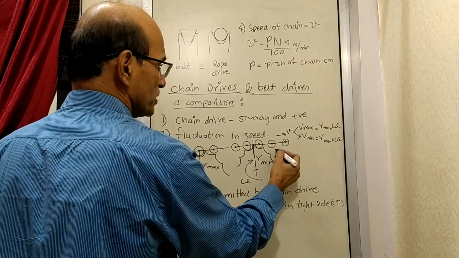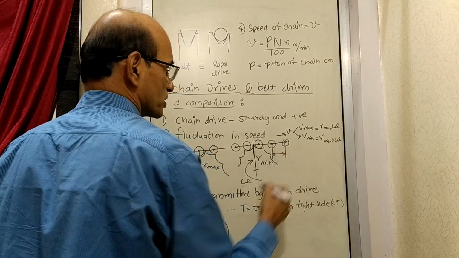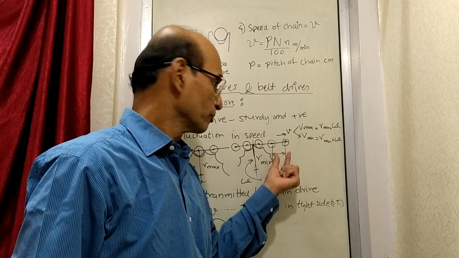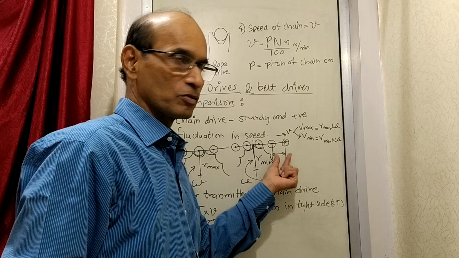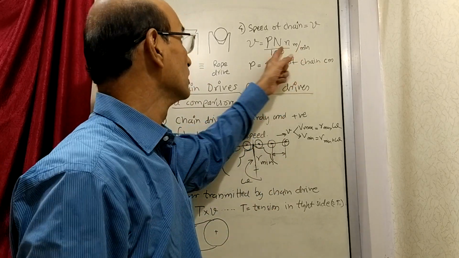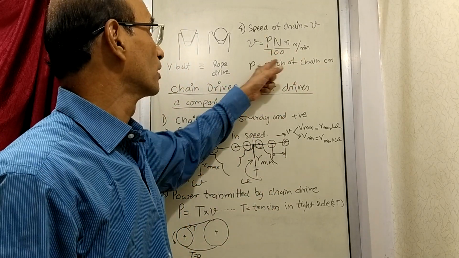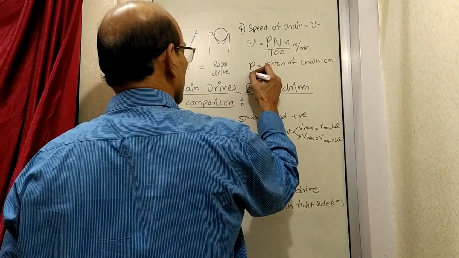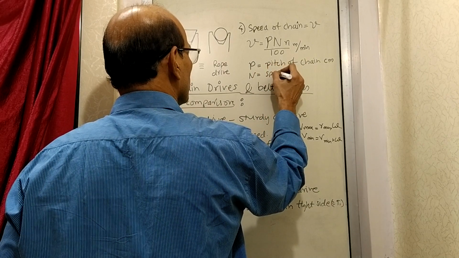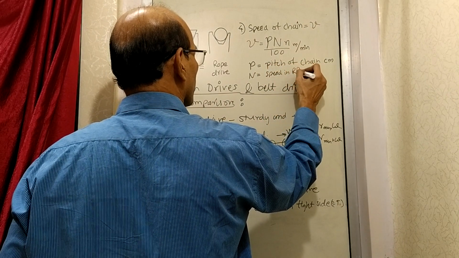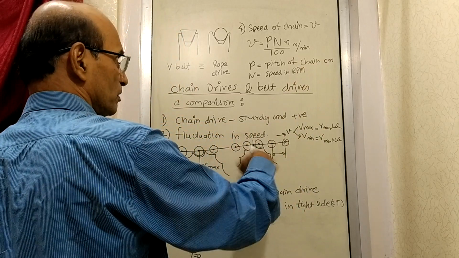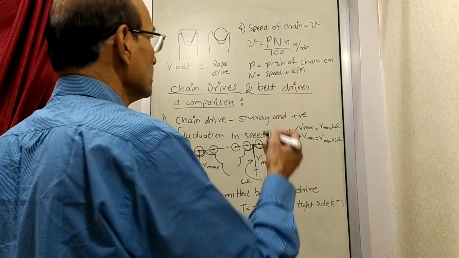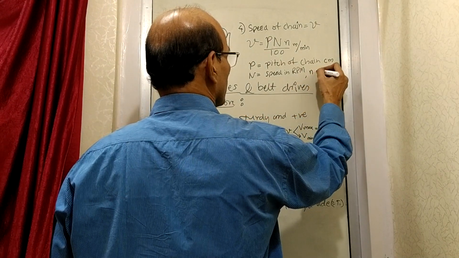Pitch, you know what is pitch? Pitch is the distance between the center lines of two consecutive rollers, that is called the pitch distance. This pitch distance is measured in centimeters. Divide that by 100 so that it becomes meters. Then capital N is the speed in RPM, revolutions per minute, the speed of the sprocket, and small n is the number of teeth.